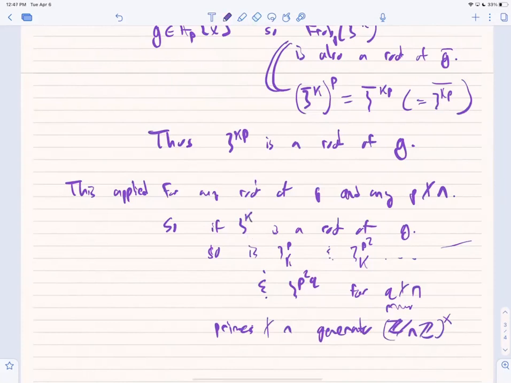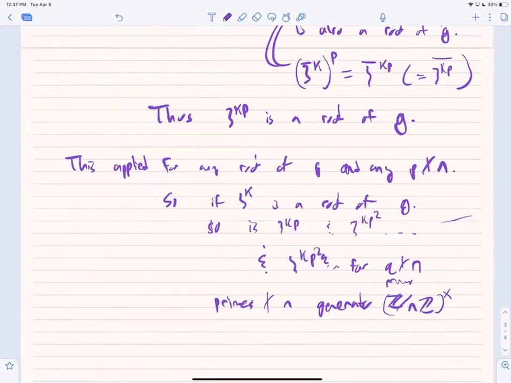So this would be zeta to the k, and this is supposed to be... where's the... so the primes not dividing n generate (Z/nZ)^×. So once you have one root, you have all of them.